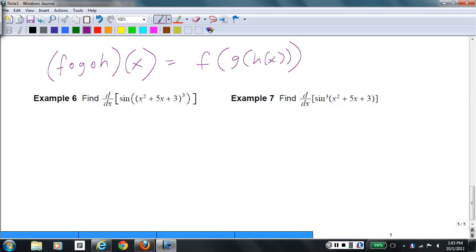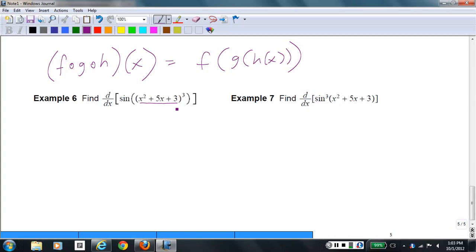And we just need to figure out what is the outermost function, and start by taking the derivative of that. And as we multiply by the derivative of what's inside the parentheses, the expression that's inside the parentheses will also be written as the composition of multiple expressions. So if I'm working from the inside out, the first thing I would do is evaluate this polynomial, x squared plus 5x plus 3. That's the innermost function.